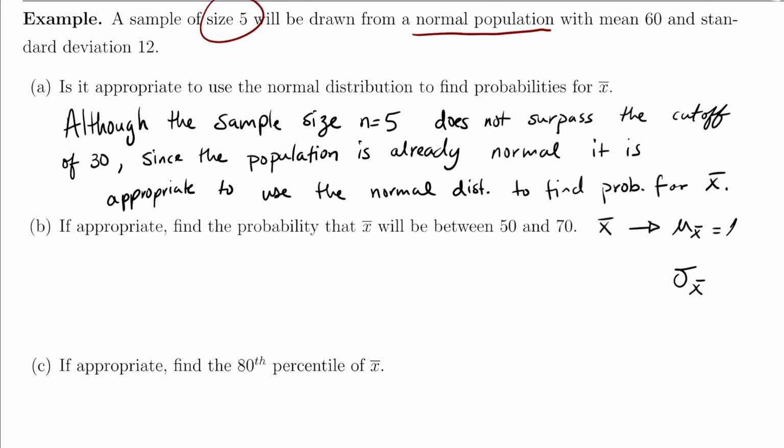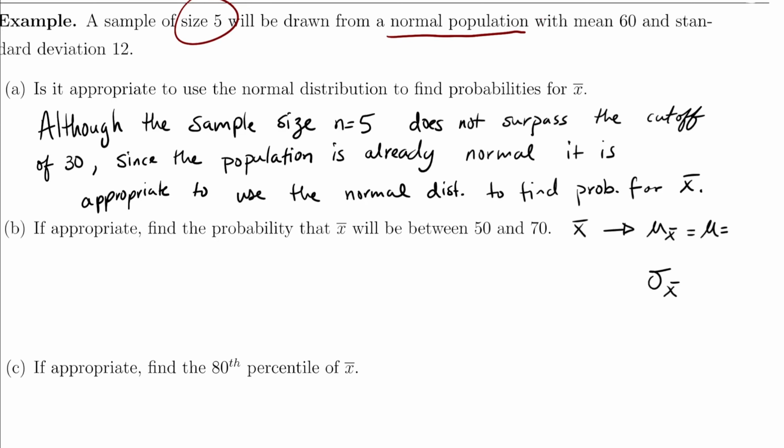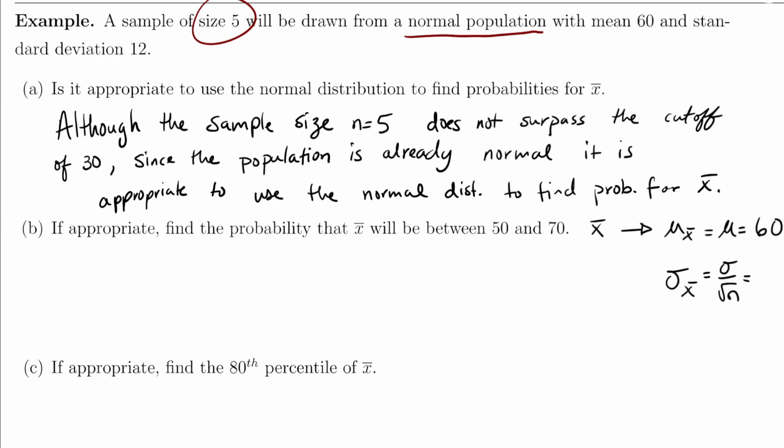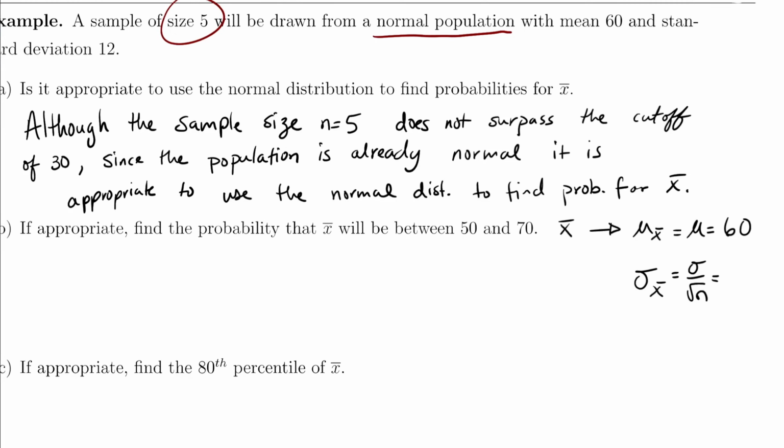Now, mu sub x bar is just mu, so in this case, no calculation needed. We can read from above the original mean was 60. However, our sigma sub x bar is sigma divided by the square root of n. Here, our standard deviation is 12, and our sample size is 5, so this will be 12 over the square root of 5. And let's round these to 2 decimal places, so our sigma sub x bar, when rounded to 2 decimal places, will round to 5.37.